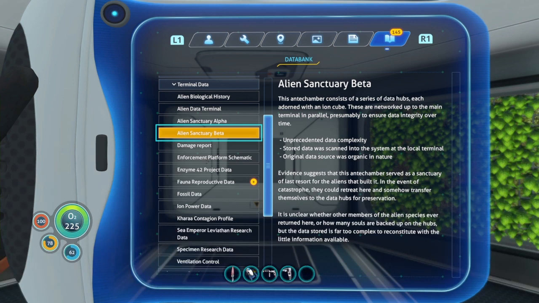Ooh, I got some. Hold on. Sorry about that. I got some back in my throat. This one you find in the Northern Blood Kelp Sanctuary. There we go.